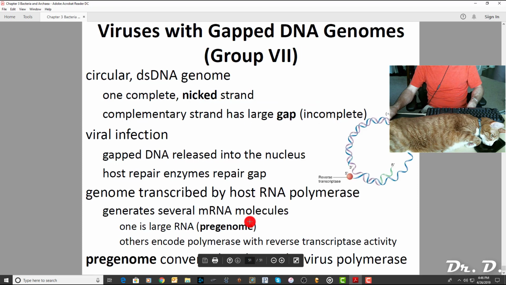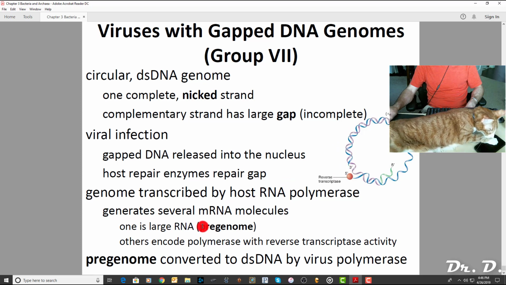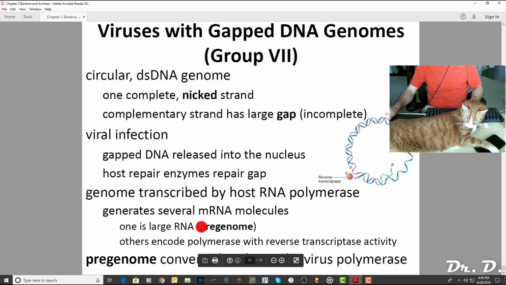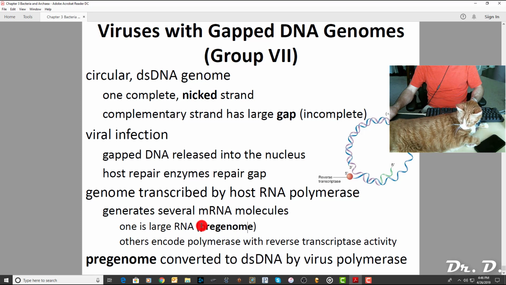What else do we need to know? We need to know about group 7. What you need to know about group 7 is that it's a double-strand DNA, but it's gapped. Look at this. The purple strand has a gap, and the blue strand has a nick. And it's a very strange-looking virus. But what you need to know about these ones is that to copy the genome, a pre-genome is required. You must form an RNA pre-genome. That's the special thing to understand about these ones.